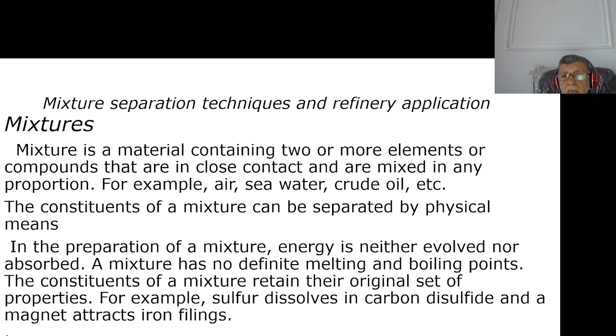For example, air, seawater, crude oil, and other things. The constituents of a mixture can be separated by physical means. In the preparation of a mixture, energy is either evolved or absorbed. A mixture has no definite melting and boiling point. The constituents of a mixture retain their original set of properties. For example, sulfur dissolved in carbon disulfide, and a magnet attracting iron filings.